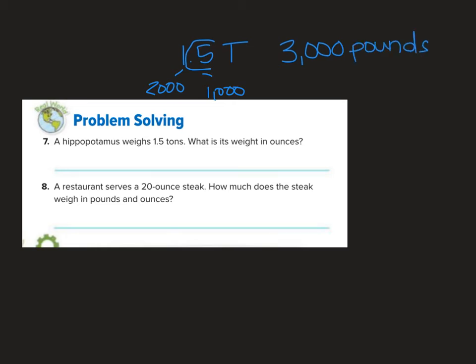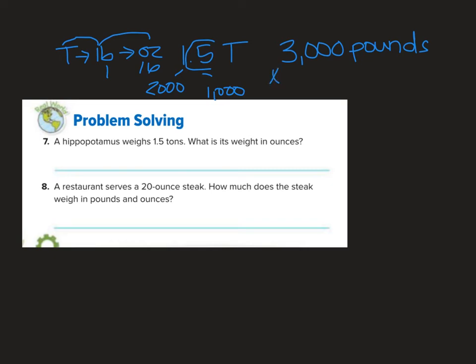Okay, we don't have a conversion rate to go from tons to ounces. So what we're going to do is go from tons to pounds to ounces. We have 2 conversions we have to do. We already did 1. We know it's worth 3,000 pounds. Now to go from pounds to ounces, 1 pound is 16 ounces, so I'm going to need to multiply.